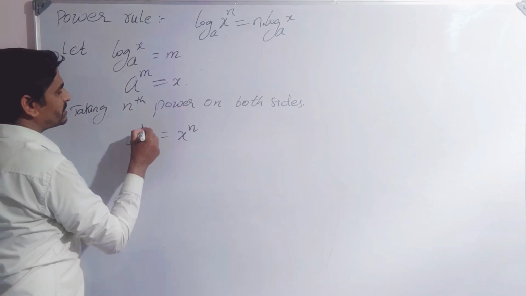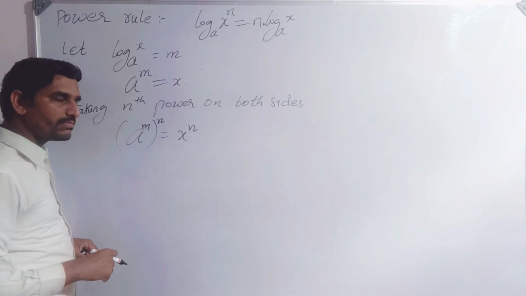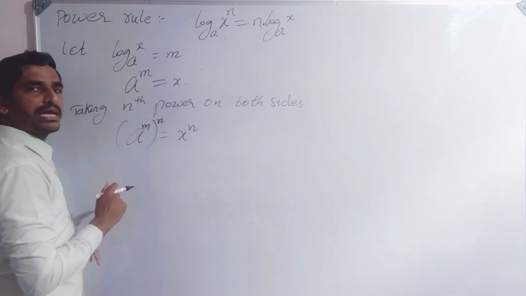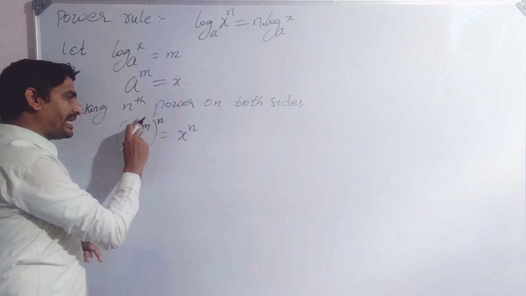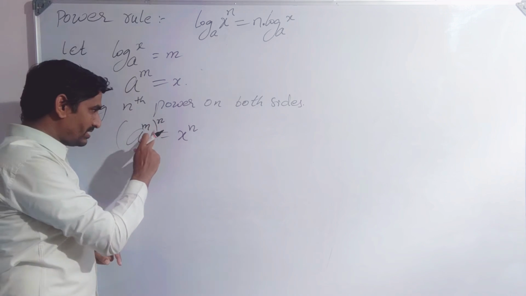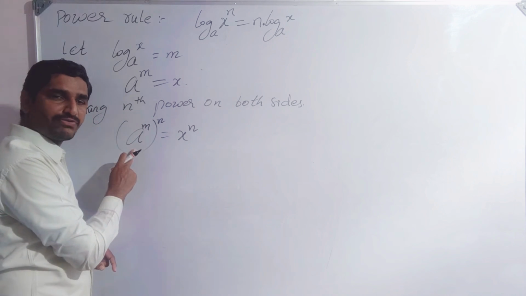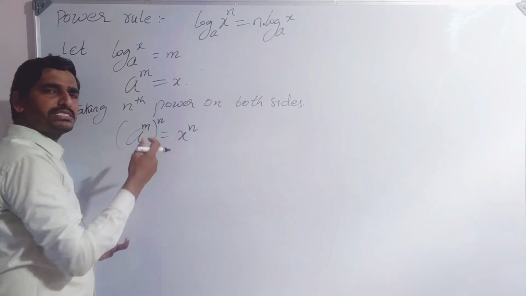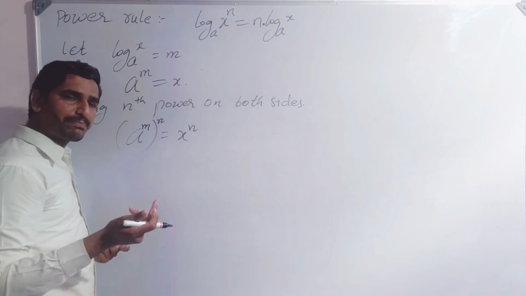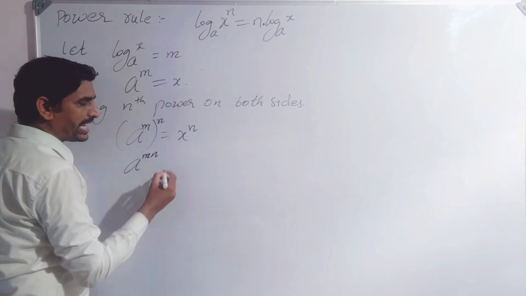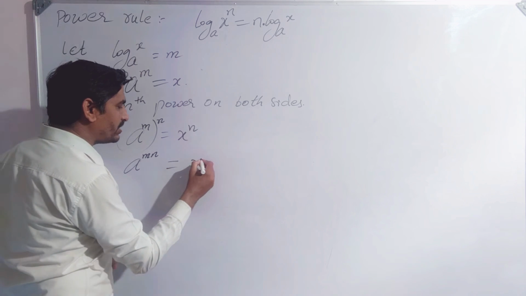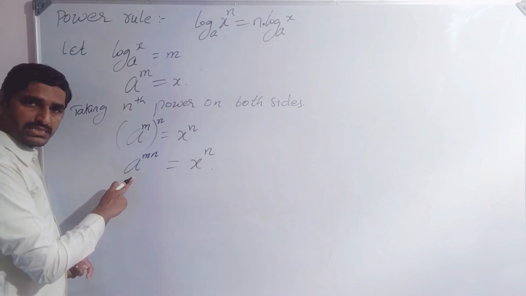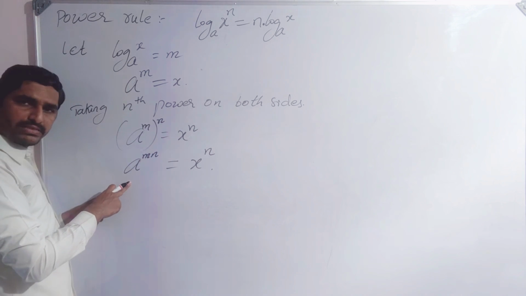So this becomes a to the power m, whole to the power n, equals x to the power n. Now a to the power mn, since powers should be multiplied. An exponential, a to the power m, is raised to some power n, then the powers are multiplied: a to the power m into n gives x to the power n. Now this is the base; always we take this as the base.